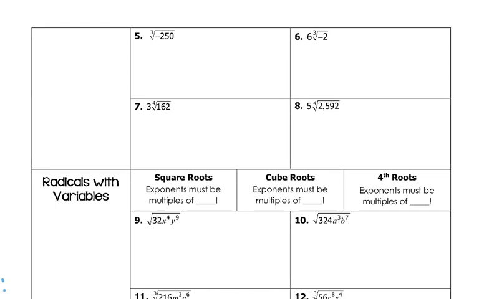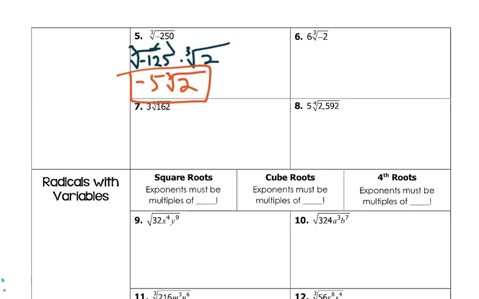So I'm going to go ahead and do this. Cube root of negative 125, right, times the cube root of 2, right? What is the cube root of negative 125? It's going to be negative 5, because negative 5 times negative 5 times negative 5 gives us negative 125. So negative 5 here, and we just leave this as the cube root of 2. All right, and that is our final answer there.